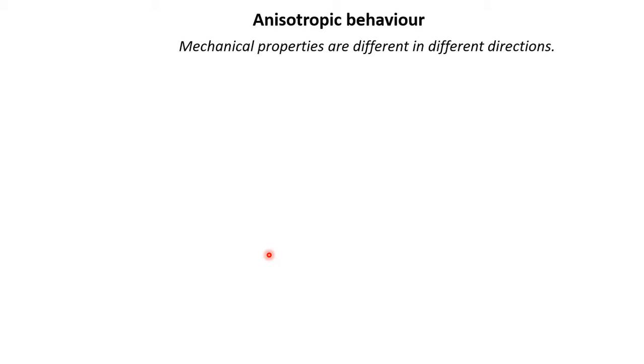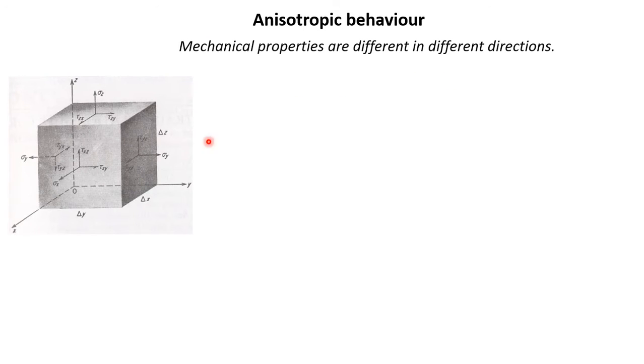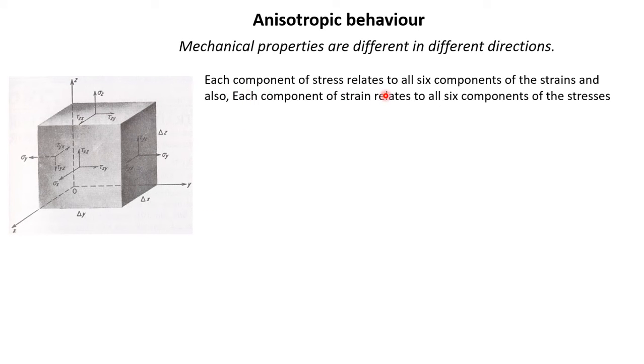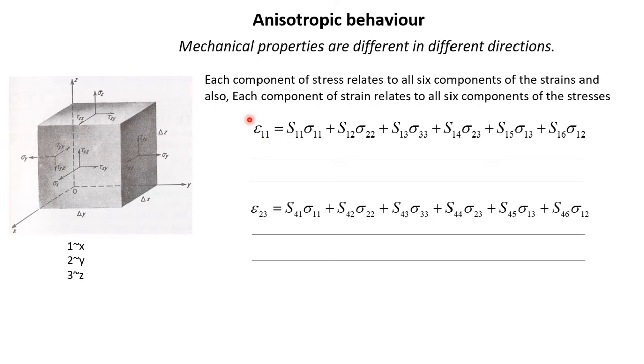Now if we are dealing with anisotropic behavior, that means the modulus, for example, is not the same in all directions, then how do we deal with the material? So first of all, the mechanical properties are different in different directions. Again, we use the same element here. Each component of stress relates to all 6 components of strain, and also each component of strain relates to all 6 components of stress. So in this case, you see the extensional stress and the shear stress all contribute to strain. So for example, strain in 1 here, where 1 corresponds to x.